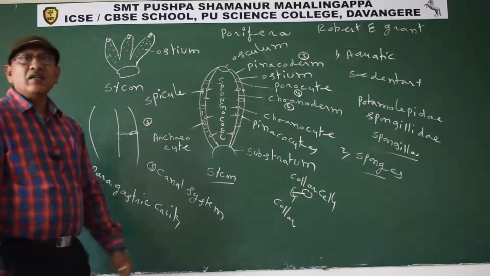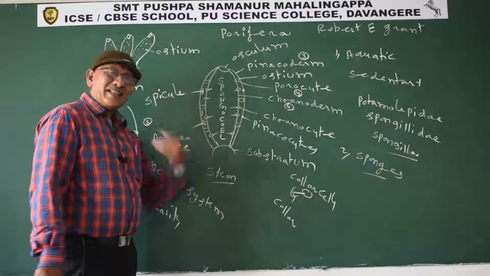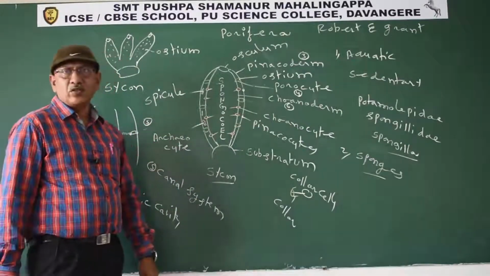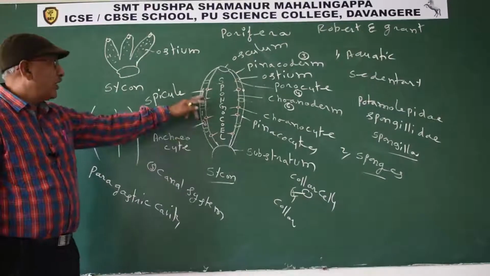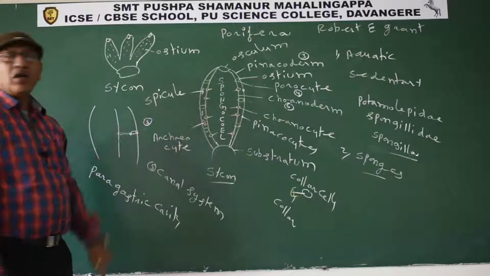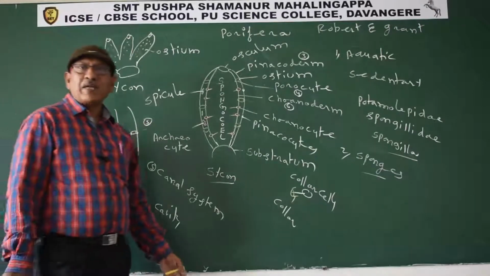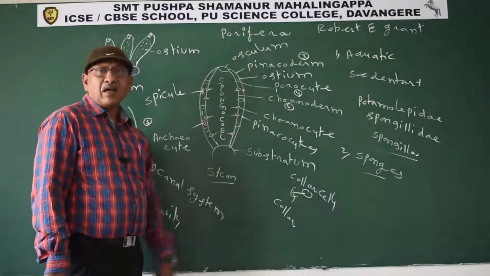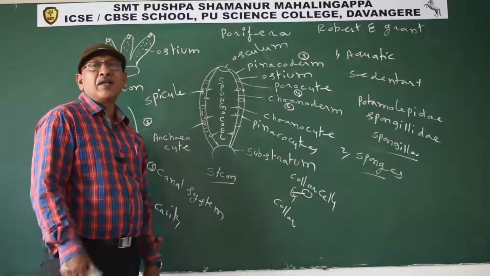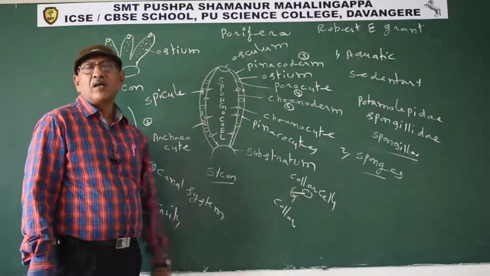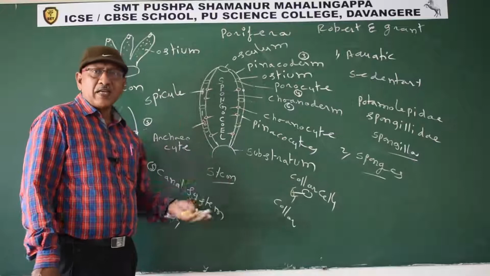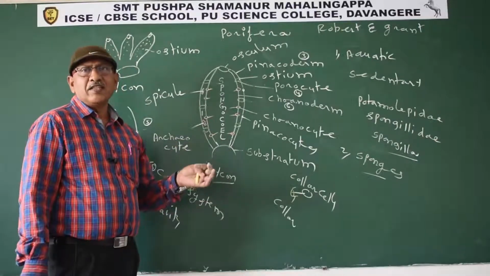What is endoskeleton? The hard part present in the body that protects the inner delicate parts is known as endoskeleton. So endoskeleton is in the form of spicules present in the body wall. They may be made up of calcium carbonate or silica. Silica means sand, or sometimes organic material, sponge fiber. So endoskeleton is in the form of calcareous spicules or siliceous spicules.